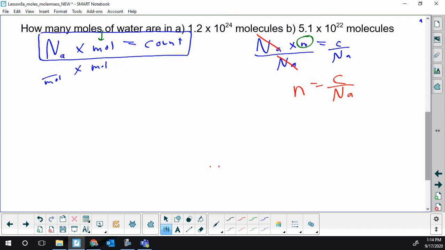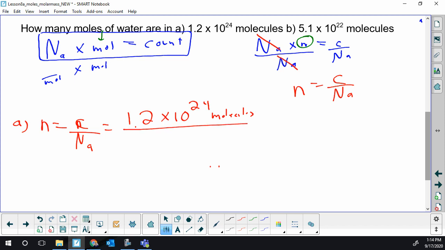I'm going to do A. So number of moles is count divided by Avogadro's number. The count is 1.2 times 10 to the 24 molecules. Divide by Avogadro's number, 6.02 times 10 to the 23 molecules per mole. And that will tell us how many moles we have.